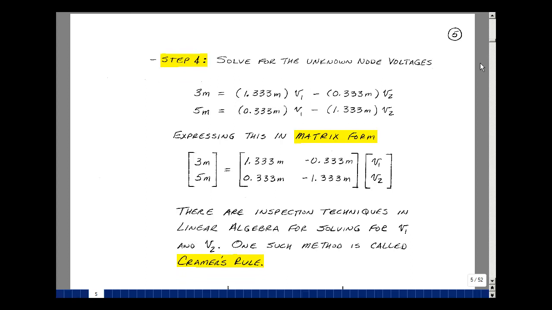Step 4 is to solve for the unknown node voltages. From our first equation, we have 3 milli is equal to 1 over 1K plus 1 over 3K. 1 over 1K is 1 milli. 1 over 3K is 0.33 milli.